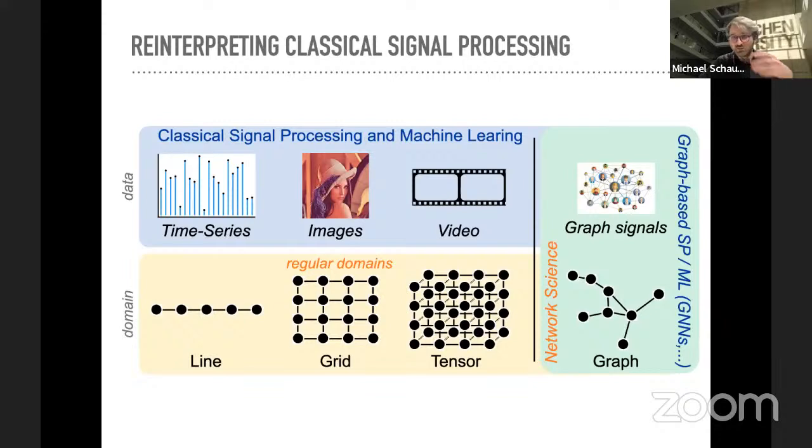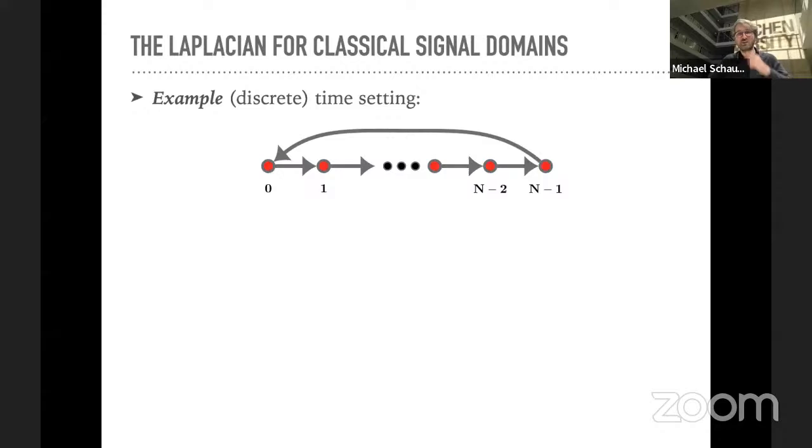And the same for video. I mean, what is video but a sequence of images, right? And so you can stack this up in a tensor. And so graphs and graph signals are the natural generalization of this in some sense. Now let me explain what I meant with that. Basically, regular domain signal processing is just graph signal processing. Let's just focus on the time series here.